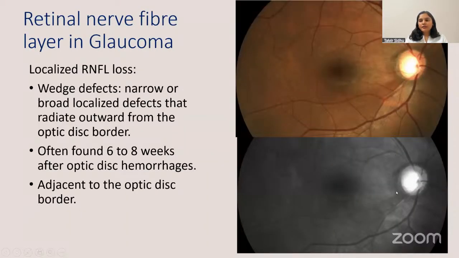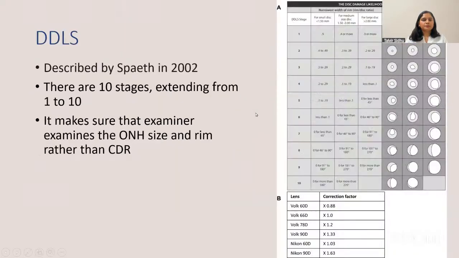RNFL defects can be seen on red-free better than the colored photographs. Here you can see a RNFL defect which is better observed on a red-free filter. So these are usually wedge-shaped defects which start at the disc and are narrow at the disc and they go up to the horizontal raphe.